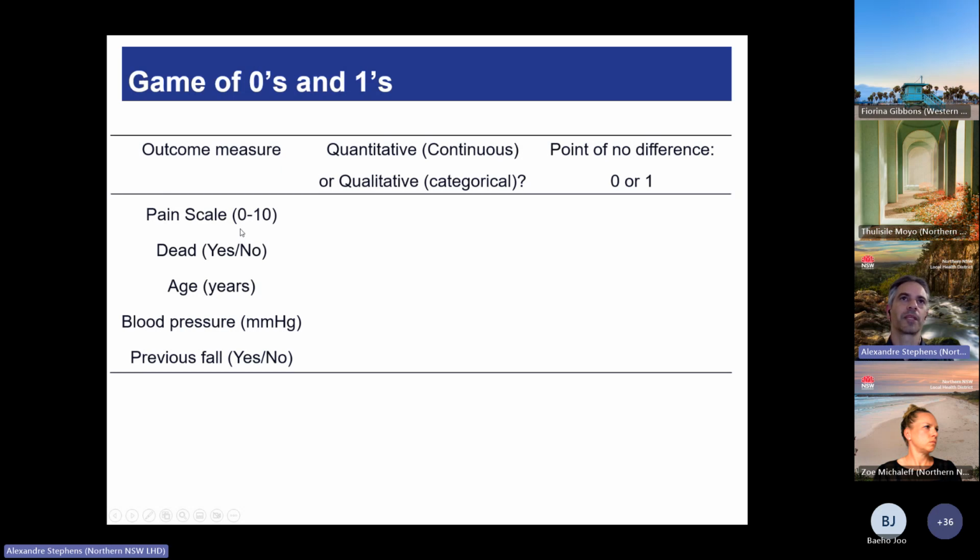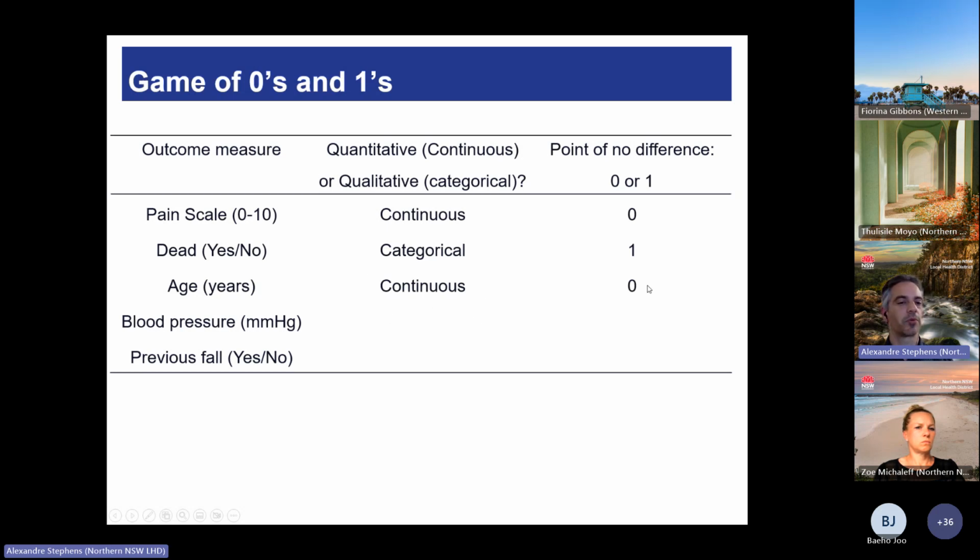So for pain scale, we know it ranges from 0 to 10. It might be a sort of discrete type of variable, but it's a quantitative variable, so we know it's continuous. And for quantitative or continuous variables, we know the point of no difference is 0. The next one is dead or alive. This is a binary variable, a categorical variable. And we know for categorical variables, the point of no difference is 1, because we explore them as ratios. Age in years, surely this is continuous.